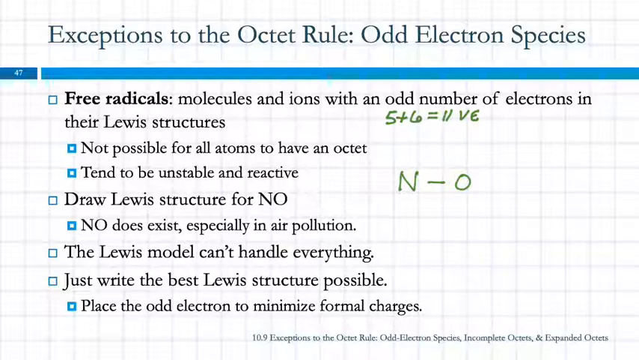Well, let's just see what we can do, right? We need 2 for the bond. 4, 6, 8, 10, 11. So as it stands now, nobody has an octet. So I think we can do better than that.